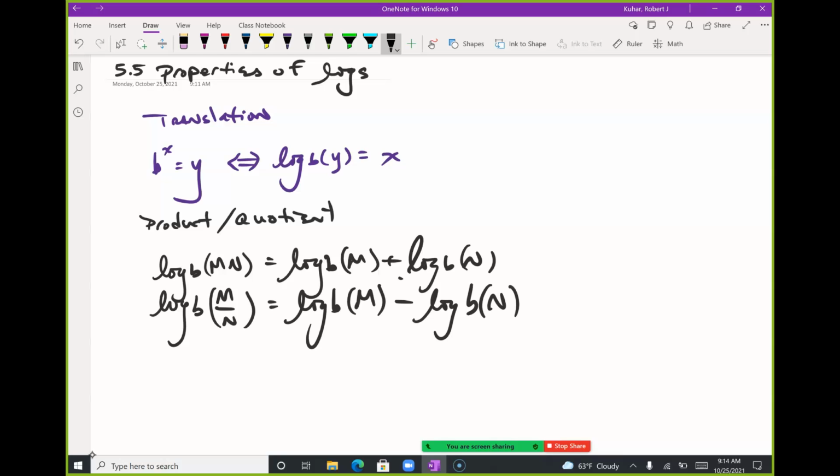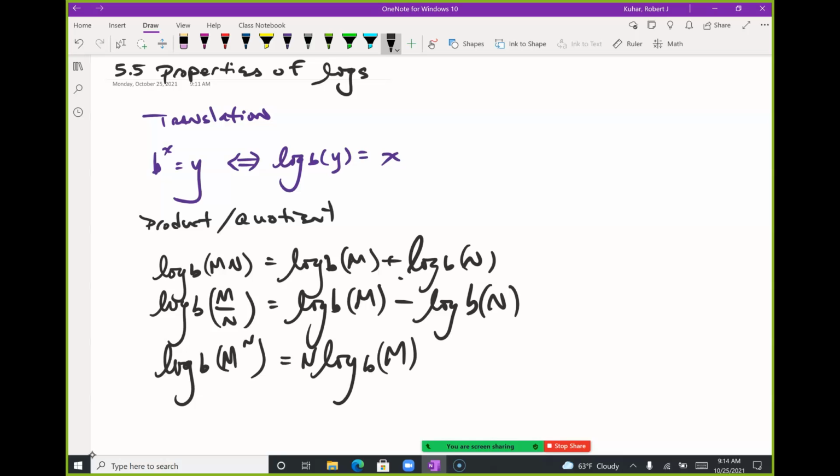I proved the first one to you. The second proof is very similar. It's very easy to do. You're not math majors, so I don't care if you bother doing it. The last one is also like a product, and that is log base B of m raised to the n is n times log base B of m.